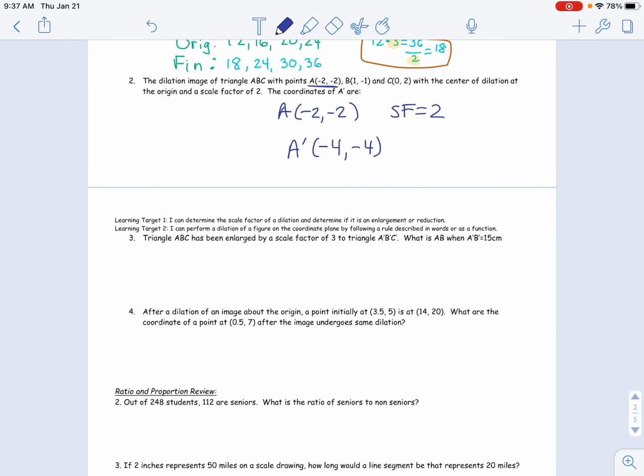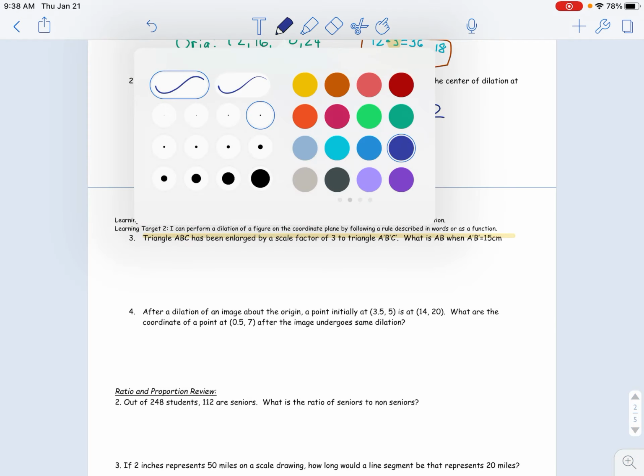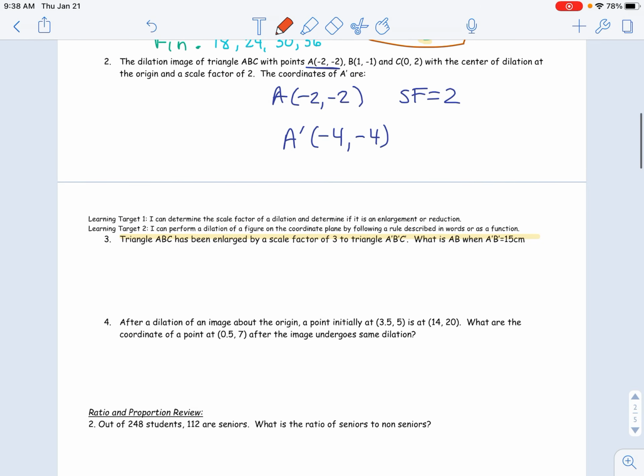All right. Ooh, I like number 3. Number 3 is a great problem. Triangle ABC has been enlarged by a scale factor of 3 to triangle A prime, B prime, C prime. What is AB when A prime, B prime is 15? So there's a couple ways to think about it. Some people might immediately say 5, which is the correct answer. But to explain my thoughts, remember the scale factor is calculated by doing the final over the original. And in this case, it's A prime, B prime over AB.